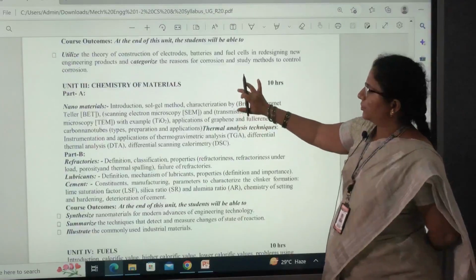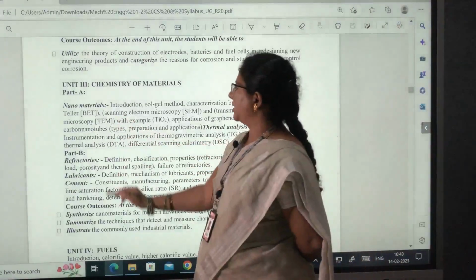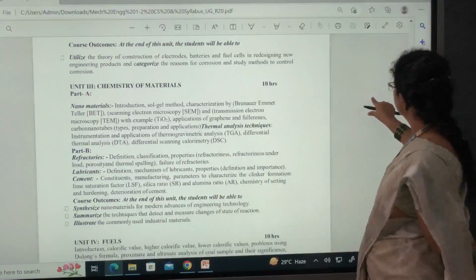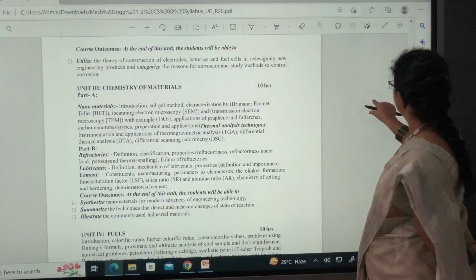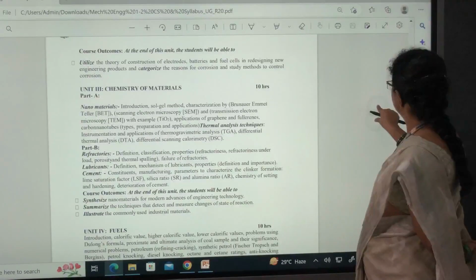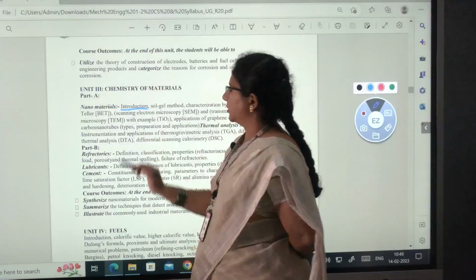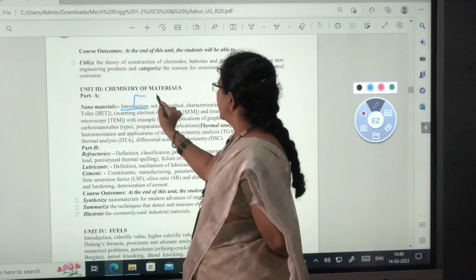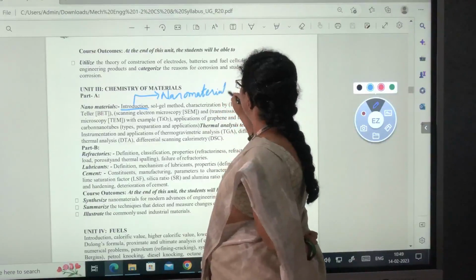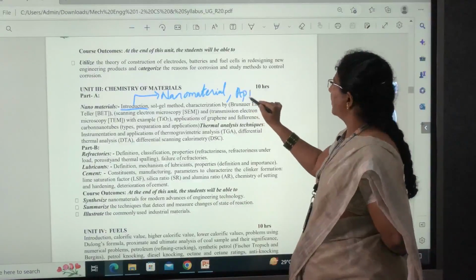Coming to the third unit, chemistry of materials. So coming to the part A of this unit, first one is nanomaterials. In nanomaterials, the first one is introduction. So in introduction, we will discuss what is meant by a nanomaterial, and next we will discuss the preparation methods or the approaches for preparing nanomaterials.